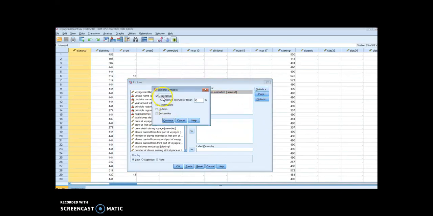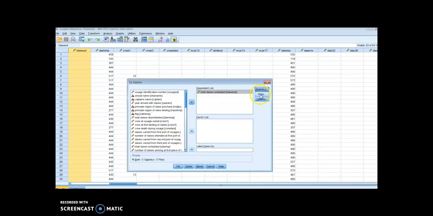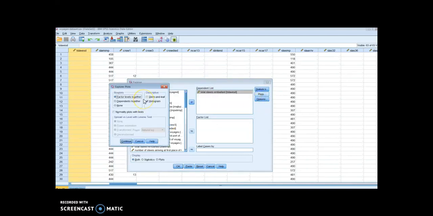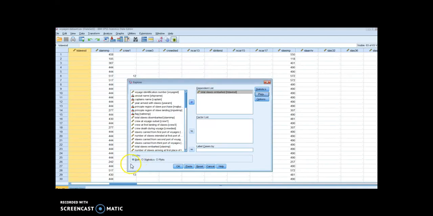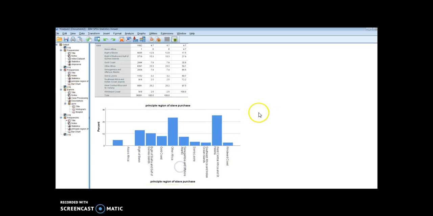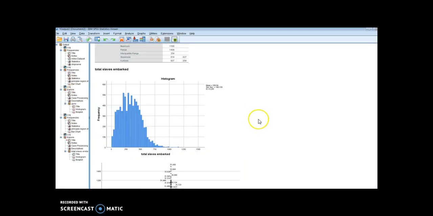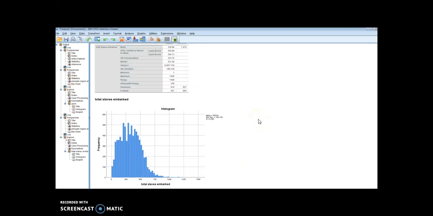For statistics, you have descriptive stats already checked, so hit continue. And for our simple plots, we do not wish to have stem and leaf. So if you have this checked, uncheck it and check histogram. Continue, and make sure you have both, including both stats and plots. Hit OK. Alright, so that's going to be your output.